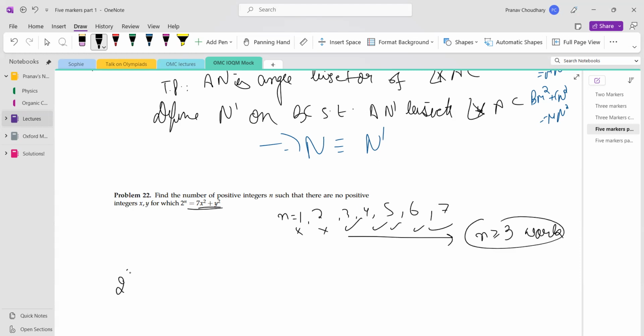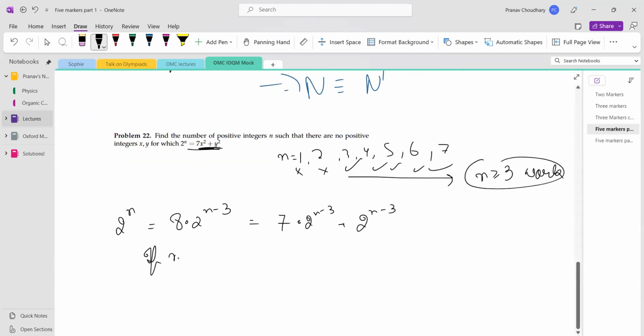Basically 2 to the power n equals 7x squared plus y squared. We want to decompose in some sense such that this is like 7 plus 1 in some way. It will be clear when I write it. So we can write this as 8 times 2 to the power n minus 3, which is 7 times 2 to the power n minus 3 plus 2 to the power n minus 3.